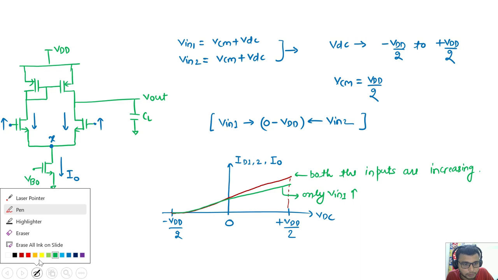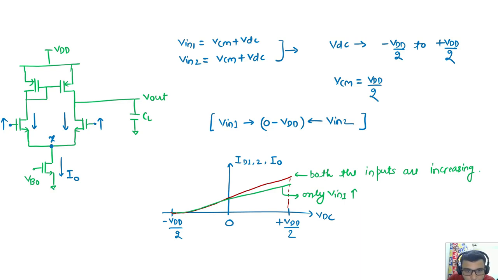And what are the other things you can see? Both the currents are always equal, and they are somewhere here. After that, you will see this I naught going somewhere here, the sum of these two. So this is my I naught. Still we are increasing, and transistors M1 and M2 will go out of saturation. We know that if we increase this common mode much out of the range, we will see what the nature of this current is.